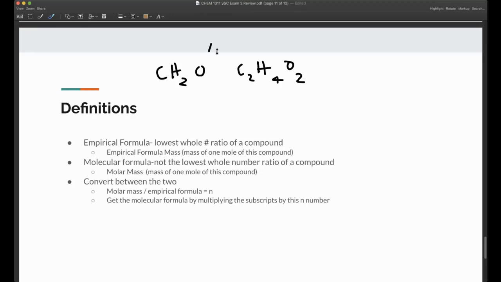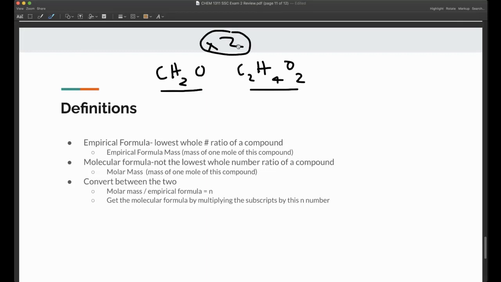Notice how when we multiply this number by 2, we get C2H4O2. And since that's not in the lowest whole number ratio of the compound, we say that it's the molar mass. So we can actually convert between these two. When we take the molar mass, which is the mass of this, and divide it by the empirical formula mass of this, you get this number 2.